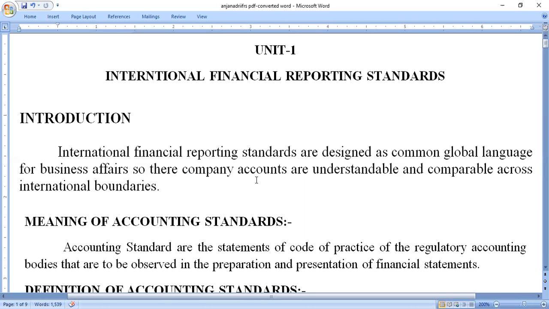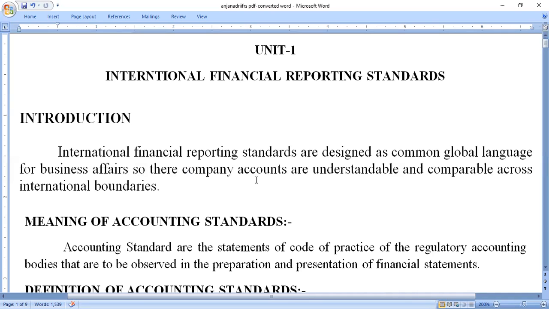you can very easily compare the balance sheet of Indian companies and the balance sheet of US companies. This facility is given by the IFRS concept, International Financial Reporting Standards.